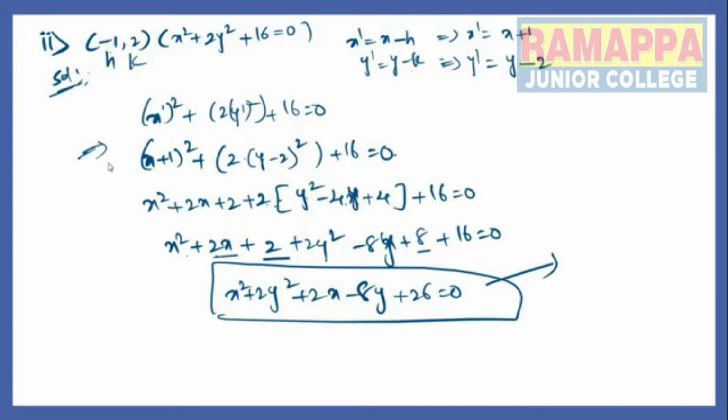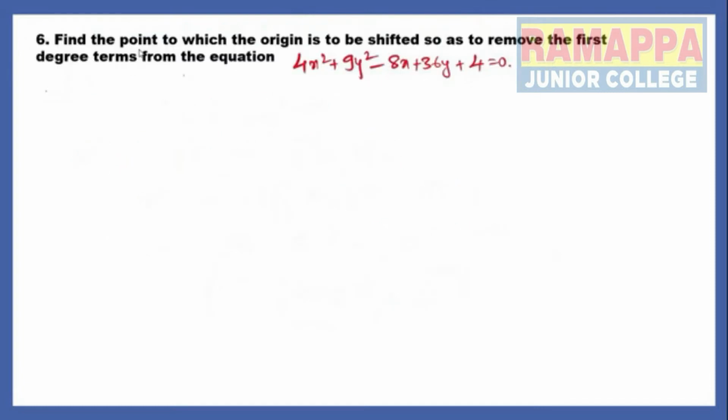Now we go to the sixth question. Here the sixth one solution: first we read the question. Find the point to which the origin is to be shifted so as to remove the first degree terms from the equation. So this is ax square plus by square, like this.